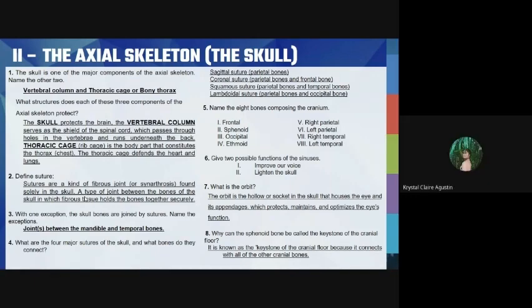Thank you, Ryan. Now let's move on to the actual skeleton or the skull. So may I call on Miss Albarracin to further discuss this slide.